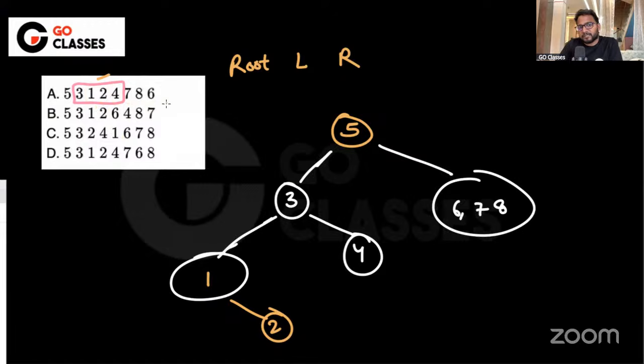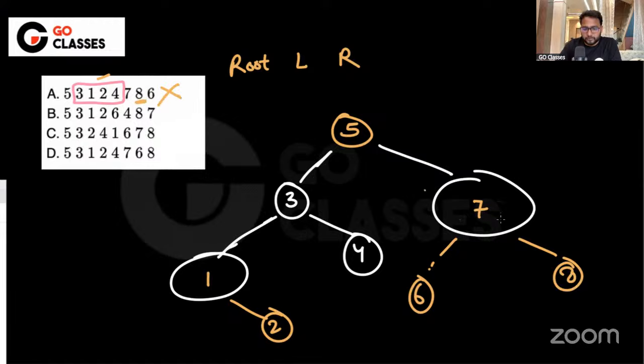Now just check 7 8 6. So 7 will be the root. Now you can deal with 8 6 separately. 7 is the root. On the left 6 should come, on the right 8 should come. So left should be coming first, but here it is right. That is why this is not possible.